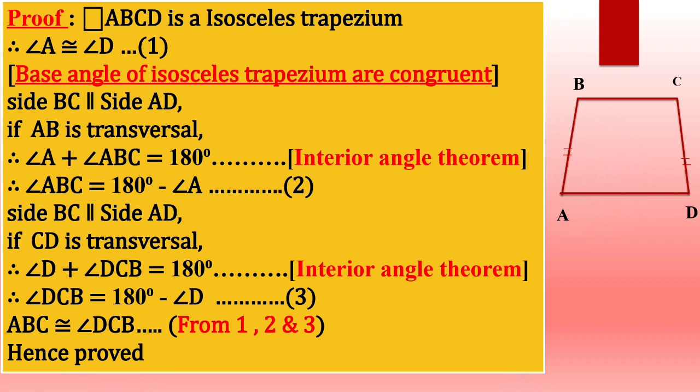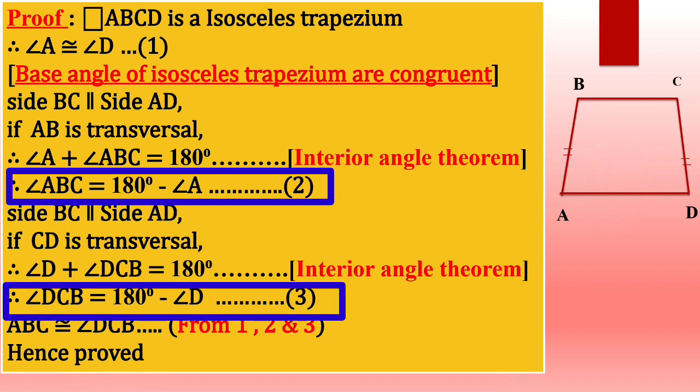Same way, side BC is parallel to side AD. Now, CD is the transversal. So angle D plus angle C equal to 180 degree, interior angle theorem. Now angle D will shift to the right side and become minus. Therefore, angle DCB equal to 180 degree minus angle D, equation number 3. From equations 1, 2, 3, here we get angle ABC is congruent to angle DCB because 180 degree minus angle A is equation 2, and 180 degree minus angle D is equation 3.